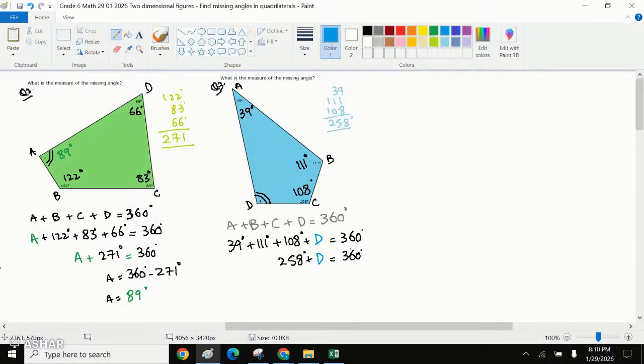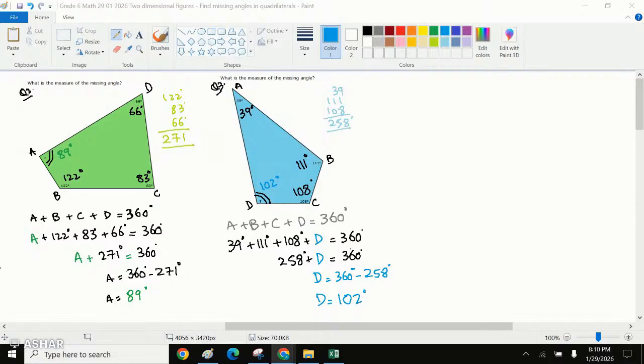And if we need to find the value of the missing angle, that was D, we simply subtract. We can say 360 minus 258. Agreed? Then the angle for D would come out to be 102 degrees. So we can say this comes out to be 102 degrees, the missing angle. Okay, let's move ahead.